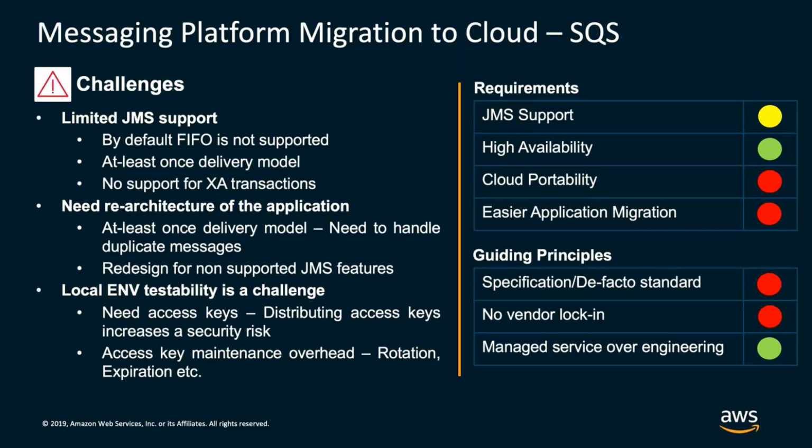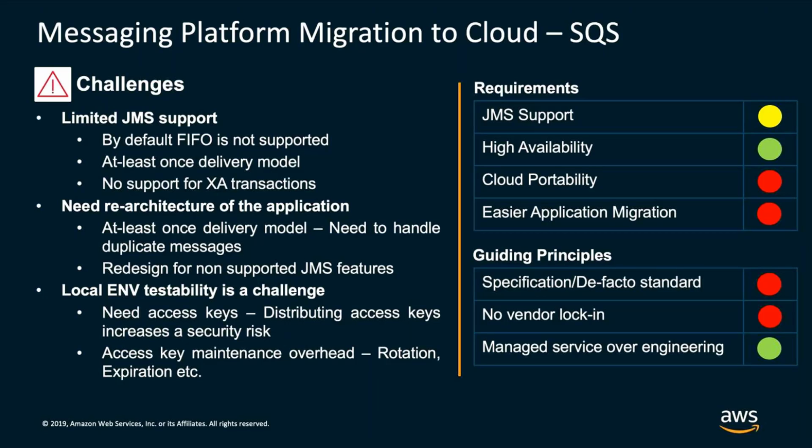The JMS, sorry, SQS has an at-least-once delivery model. What that means is it can deliver a message more than one time. And typically in JMS, for queues, a message is delivered only once. And the SQS queue with the JMS adapter does not support XA transactions. So these are the limitations that we faced, and that caused our applications to be re-architected. And that caused a lot of time investment for those applications to be refactored.